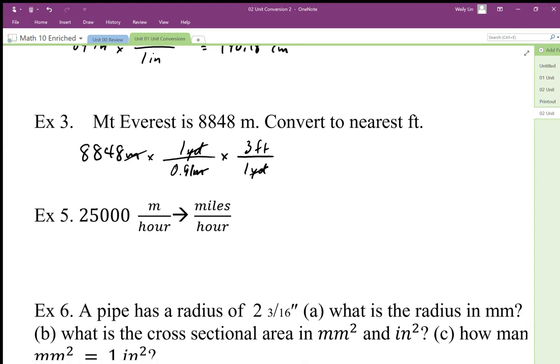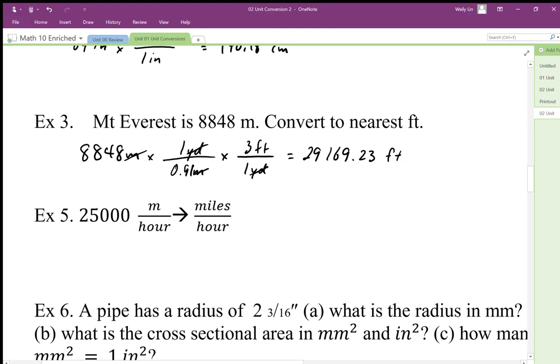So I'm going to end up with 8,848 times 3 divided by 0.91, and I get 29,169.23, and my units left are feet. So it's almost 30,000 feet.